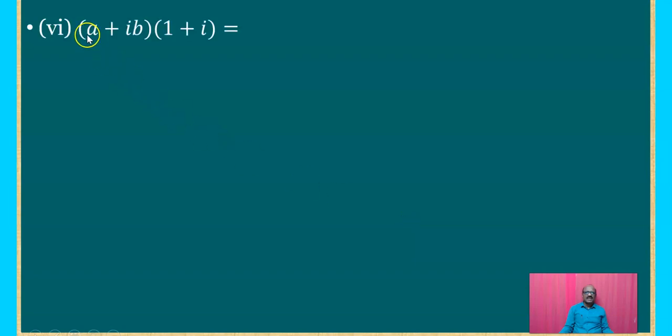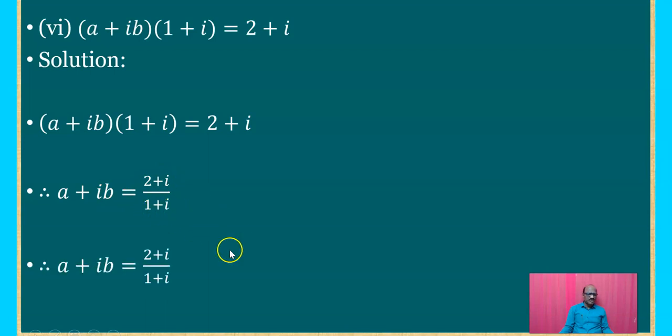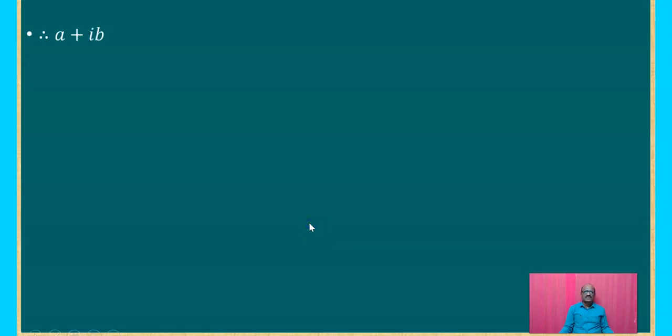Next is (a plus ib) times (1 plus i) is equal to 2 plus i. Solution: (a plus ib)(1 plus i) is equal to 2 plus i. Simplify this: a plus ib is equal to 2 plus i upon 1 plus i. Now multiply by the conjugate of 1 plus i, which is 1 minus i, in the numerator and the denominator, to simplify it.